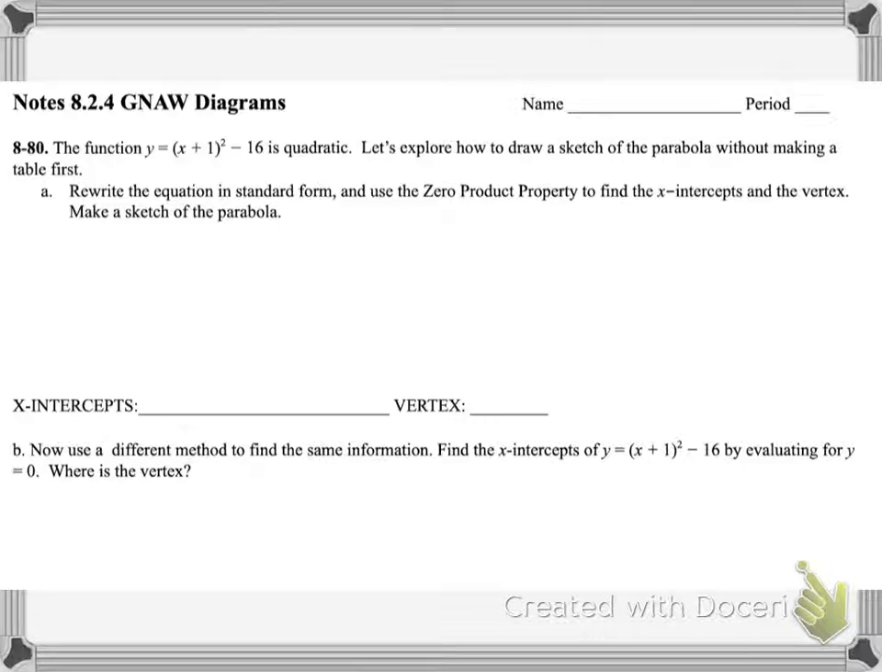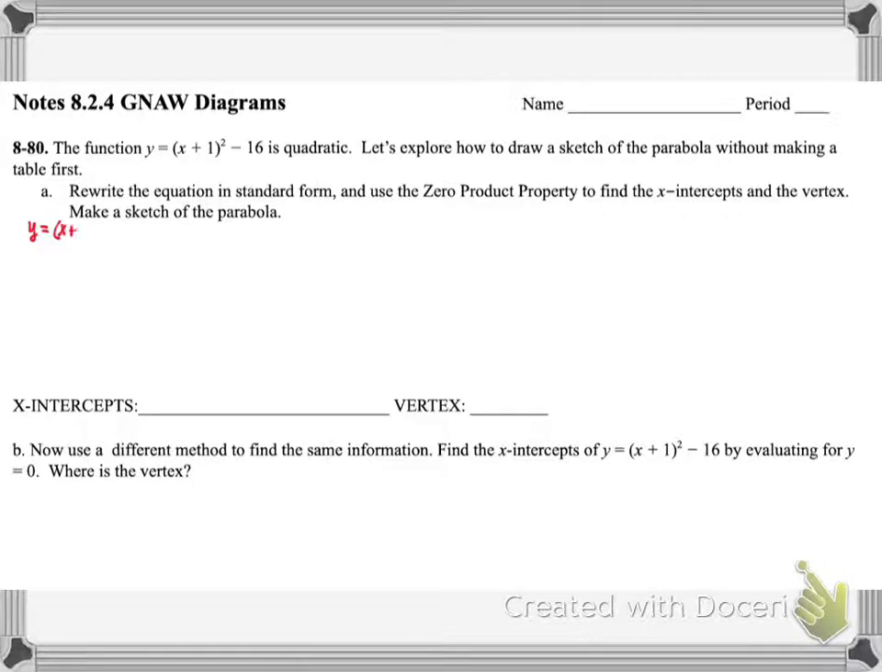Let's check it out. The first part says rewrite the equation in standard form and use the zero product property to find the x-intercepts and the vertex. Some of you may remember that this is vertex form already. I get it. Let's just look at what would happen because we're supposed to sketch this parabola without making any tables.